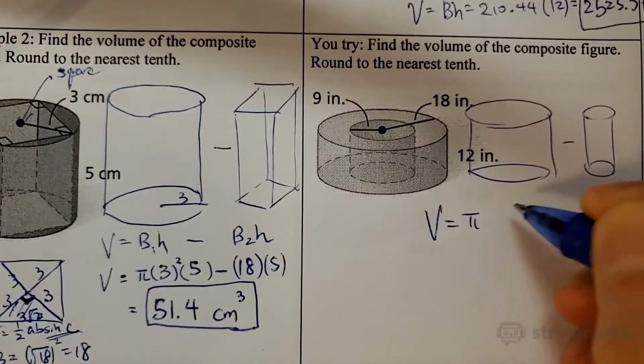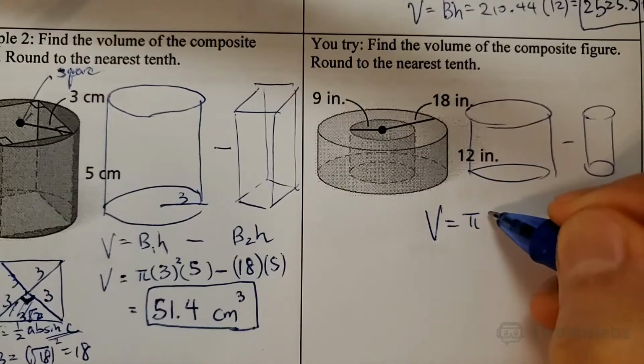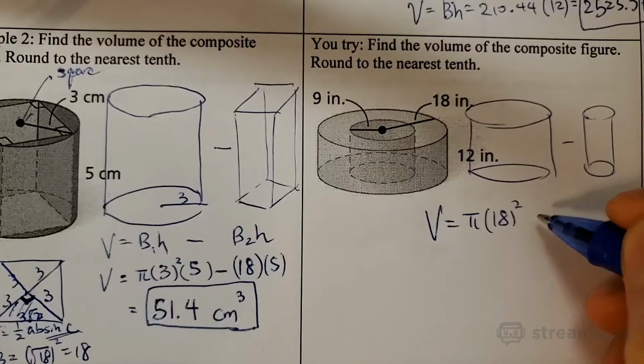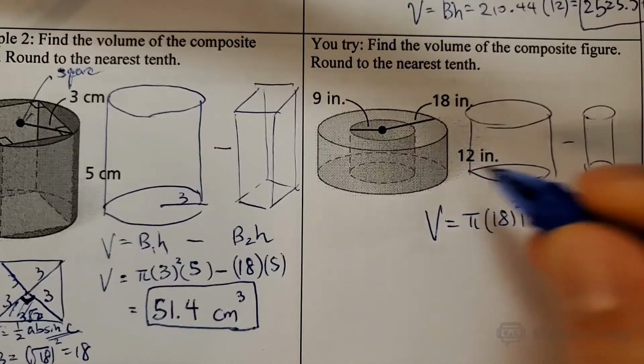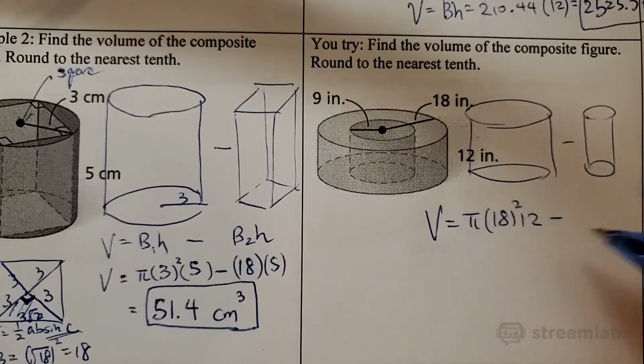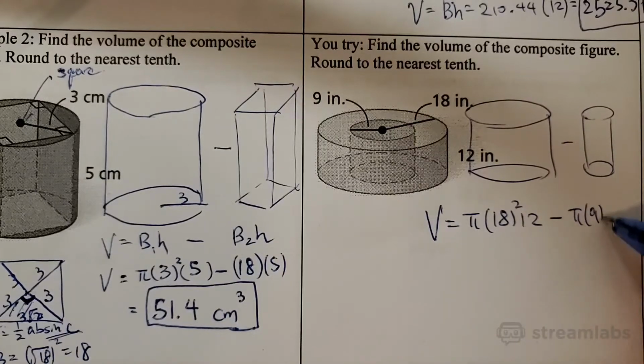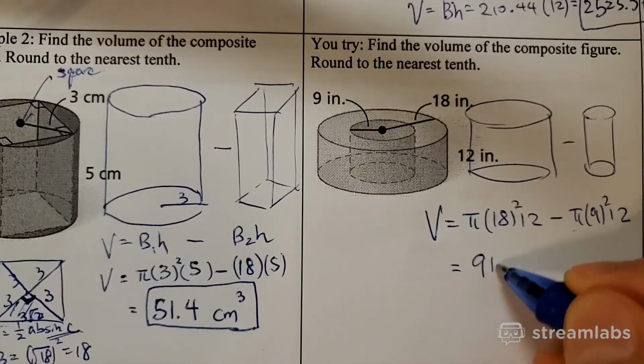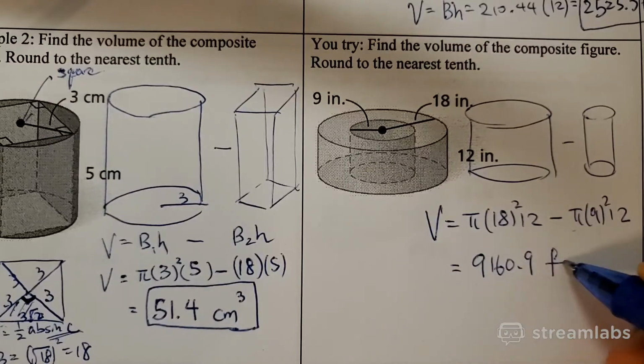So volume is pi r square h, right? Pi r square. R is 18 square. H is 12, right? Base area times height. Base area is a circle. Base area is another circle, pi r square. Height is 12, right? And then you just calculate this out. I think it ended up being 9160.9 feet cubed.